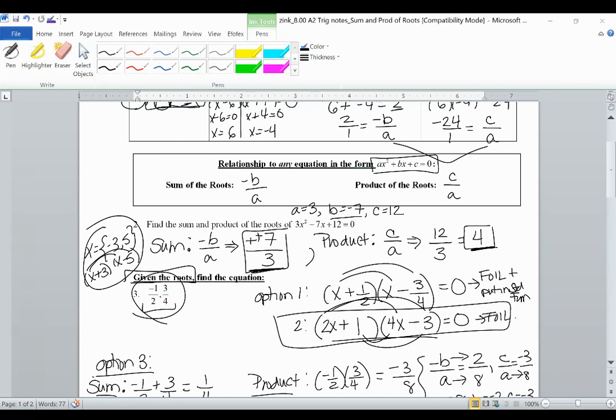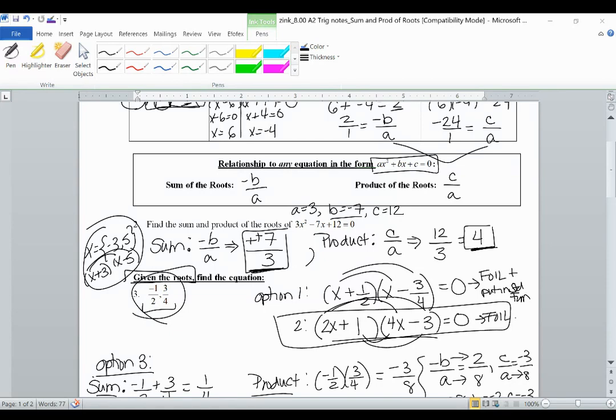Oh, and now we have different colored pens again. And again, these occur in conjugate pairs. So if this is one of our roots, our other root will be 1 minus rad 3 over 2. So find the quadratic equation whose roots are these two. All right, so again, anytime it has a radical, I want you guys to use sum and product. So let's start with sum.